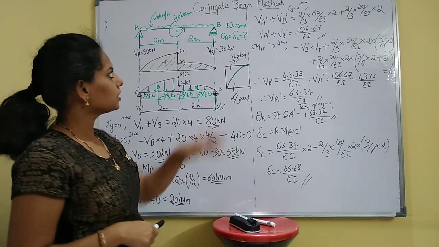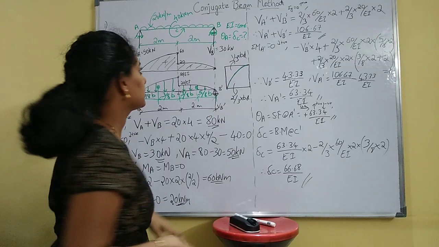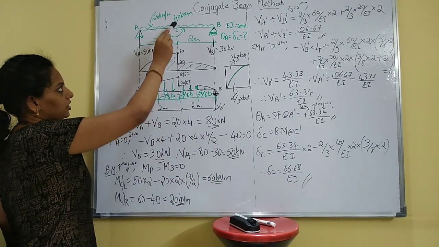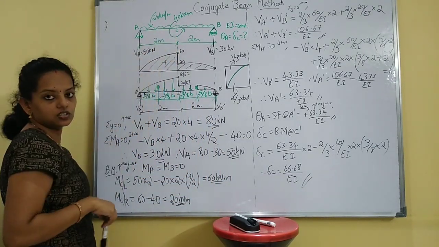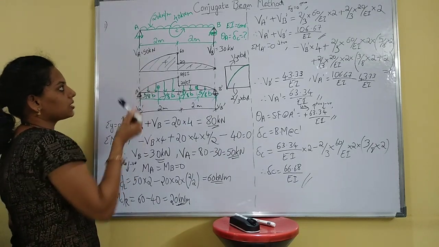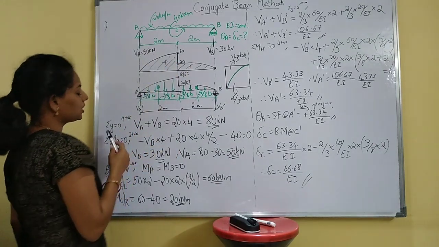Hello everyone. We'll see today problems on the conjugate beam method. So the next problem is a simply supported beam with a couple acting on it. The first step is the same: first find out the reactions.